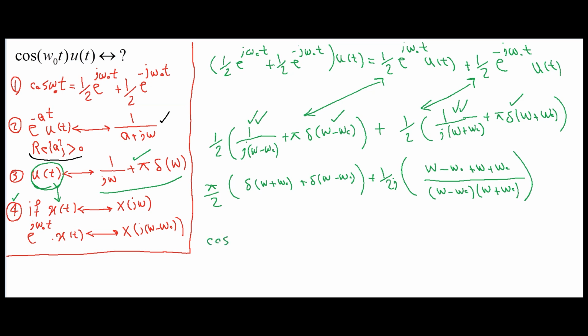So finally, the Fourier transform of cosine omega 0 t times u(t) can be written as pi over 2 times delta of omega minus omega 0 plus delta of omega plus omega 0, plus j omega divided by omega 0 squared minus omega squared.